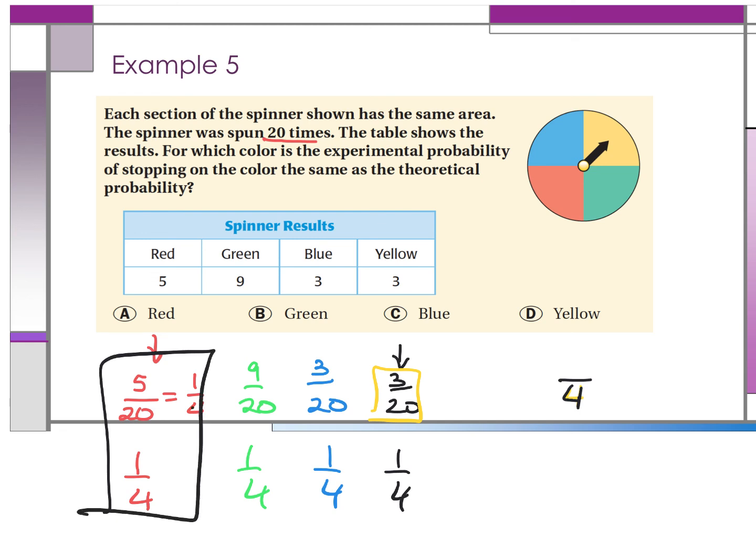So again, when it's experimental, you need to take into consideration the total number of times they did something, whereas theoretical, you would just take the number of different colors you had over each one. So red, blue, green, and yellow, theoretically, 25% of the time it should land on one of those. But as you saw with these results, that's not what really happened. So the only one that was going to be the same is red.